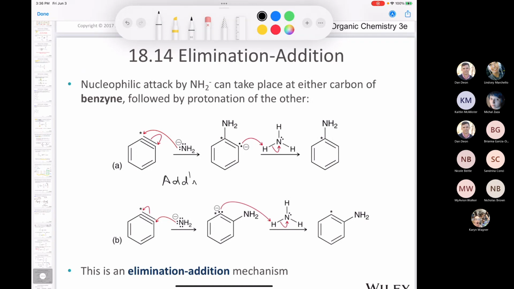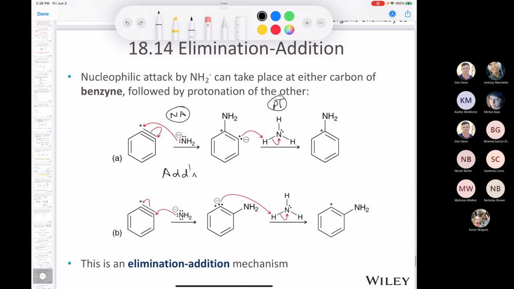So we do a nucleophilic attack on the benzyne, the first step, and then it's followed by a proton transfer, where we have this negative charge on this carbon of our aromatic ring, which does deprotonation, and we end up with aniline. And we call this the elimination addition mechanism. Pretty crazy, huh? Pretty neat chemistry, elimination addition.